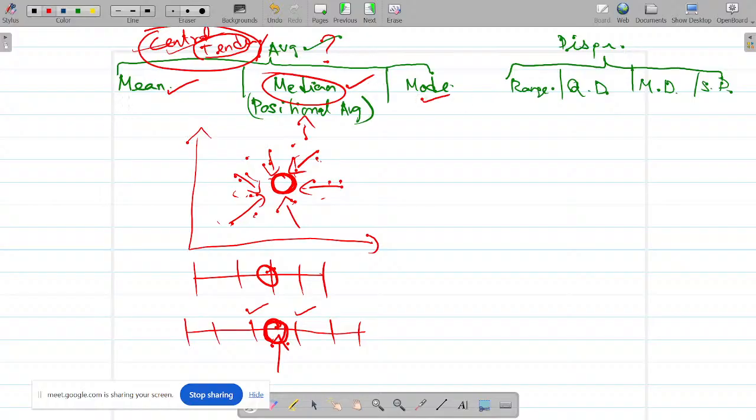So, when we talk particularly with respect to mean, we have arithmetic mean, we have geometric mean, and we have harmonic mean. When to use which mean? You cannot use all the means every time. And they will not ask you in the exam to use harmonic mean. They will not ask.